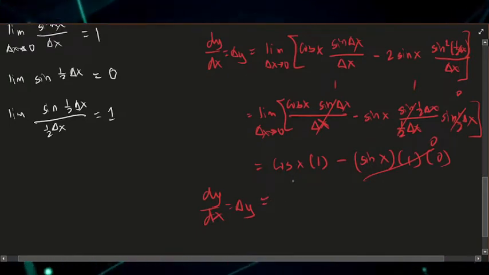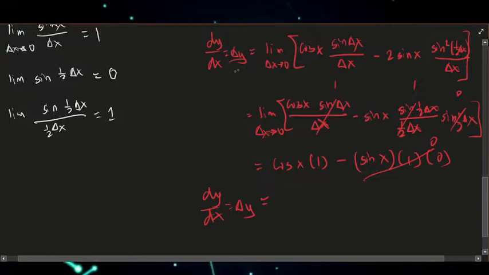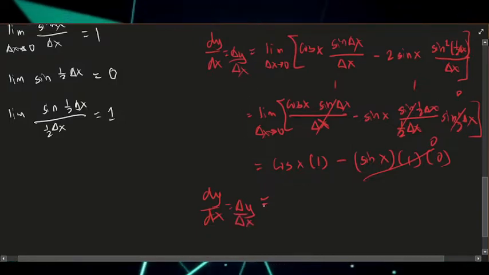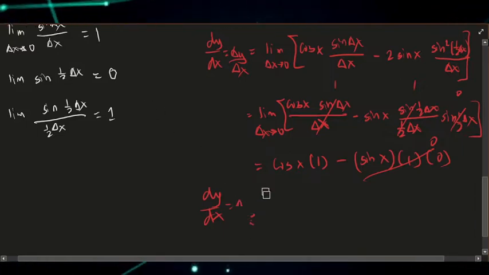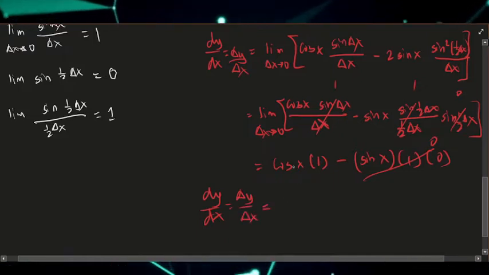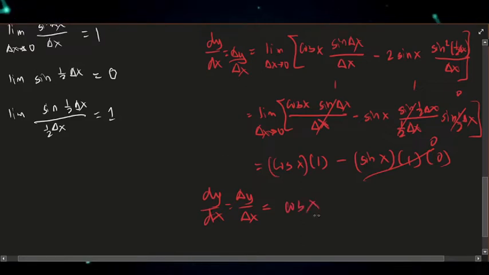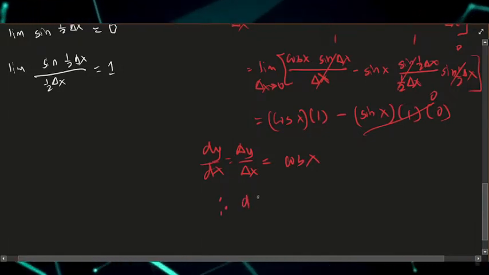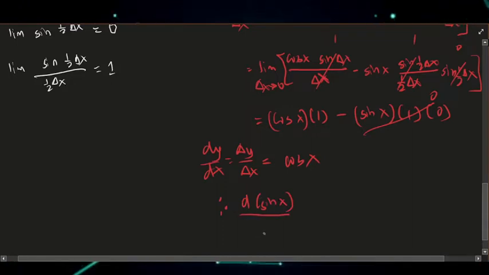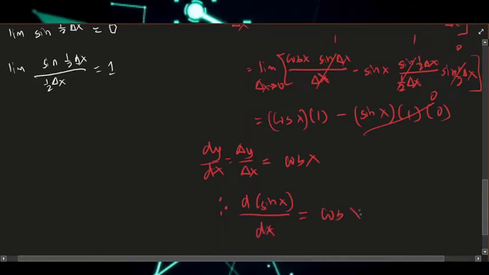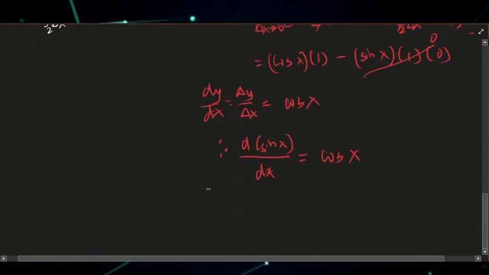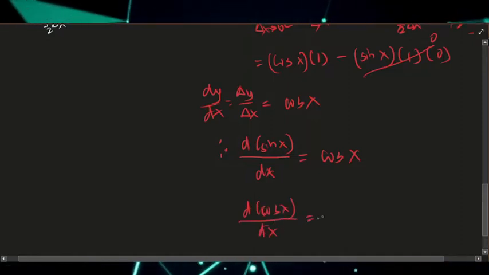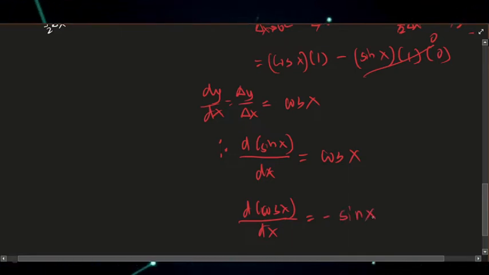I forgot here to put delta y over delta x. Let me write this clearly. So dy/dx is equal to delta y over delta x, which is cosine x times 1, so that will be cosine x. Therefore, the derivative of sine x, which is our y in terms of x, is equal to cosine x. And to go further, the derivative of cosine x in terms of x is equal to negative sine x.